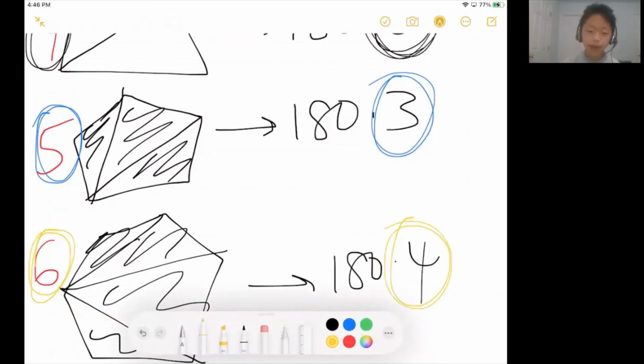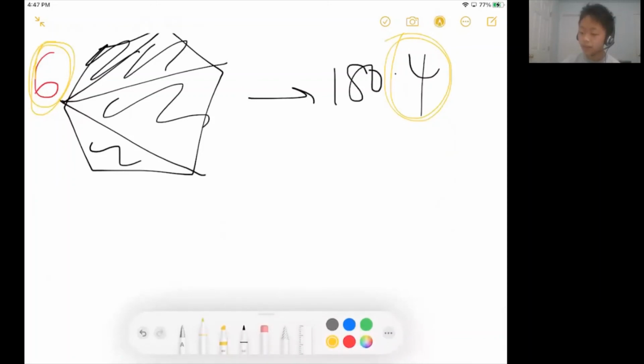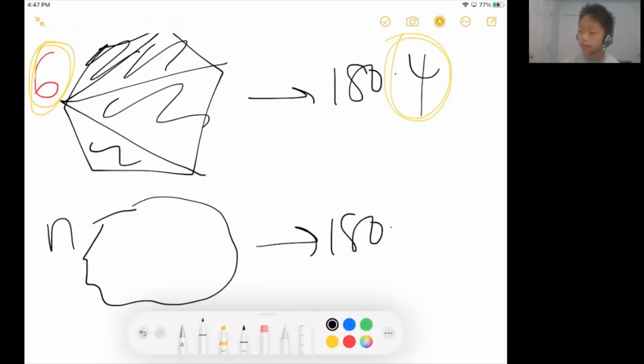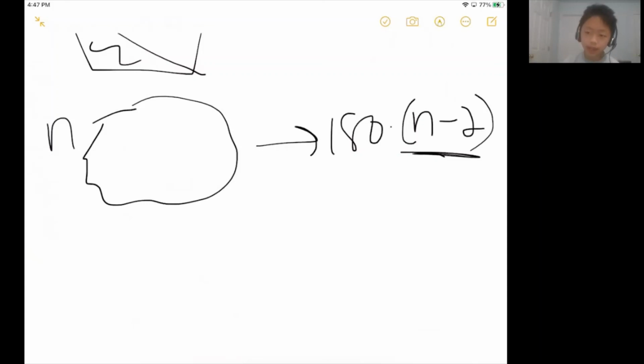So in general, if you have an n-sided polygon, a polygon with n sides, then you would have 180 times n minus 2. If you have an n-sided polygon, you can divide it into n minus 2 triangles, as we just saw from our pattern. So that tells us that the sum of the angles in a polygon with n sides would just be 180 times n minus 2. And that's definitely a very important result. So you should remember and understand how this formula works, because it'll be very useful in different math problems. So yeah.